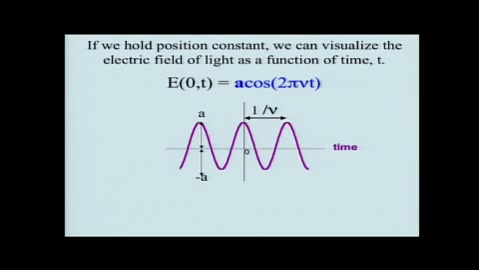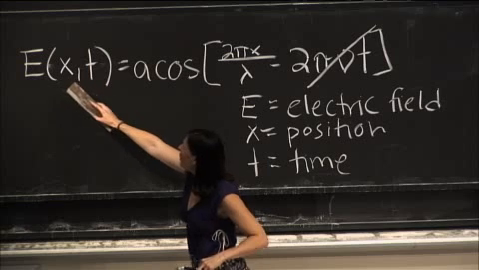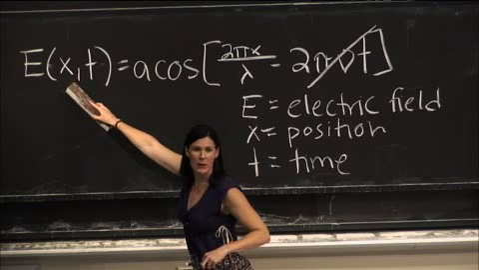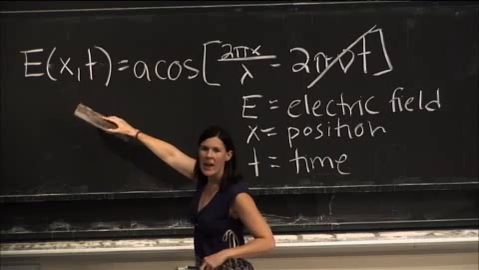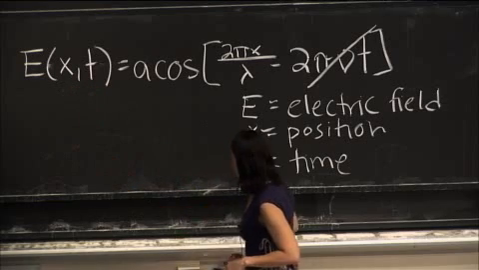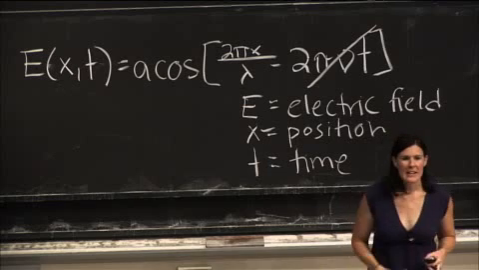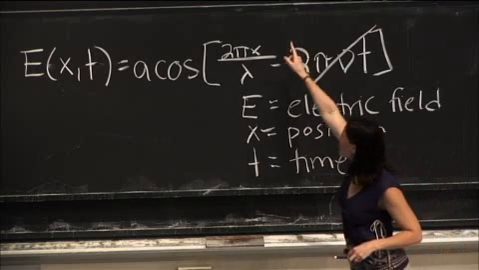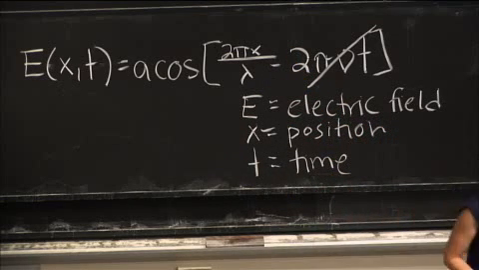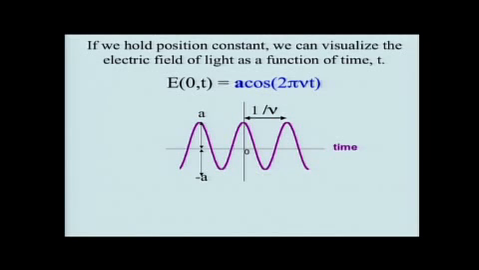We can also do a similar thing, and I'll keep my distance from the board, but we can instead be holding x constant, for example, putting x to be equal to 0, and then all we're doing is considering the electric field as a function of t. So in this case, we're crossing out the first term there, and we're left with amplitude times the cosine of 2 pi nu times t.